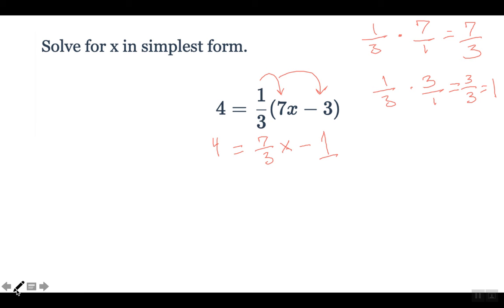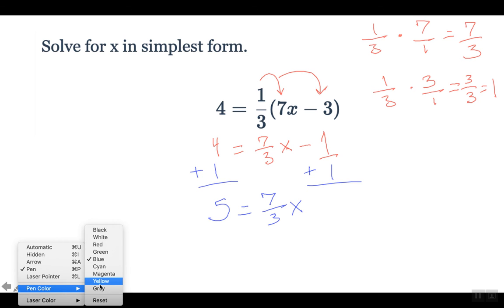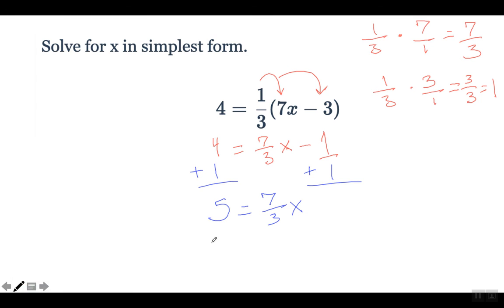Okay, so again, I'm trying to get the variable x by itself. So first I'm going to get rid of the minus 1 by adding 1 to both sides. That's going to give you 4 plus 1 is 5. I bring down 7 over 3x. Okay, now to get rid of the 7 over 3, I'm going to multiply both sides by the reciprocal of 7 over 3, which is 3 over 7. Alright, so on the left-hand side, on the top, I'm going to get 15. On the bottom, I'm going to get 7. So x equals 15 over 7.